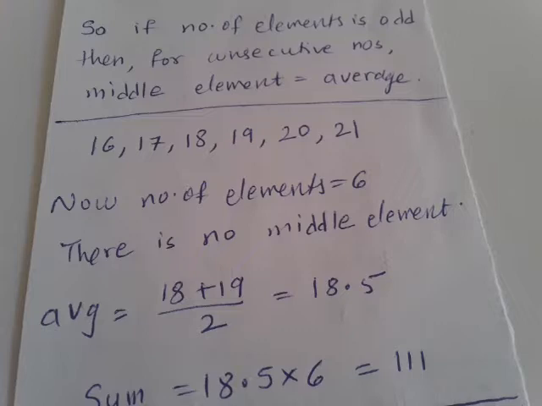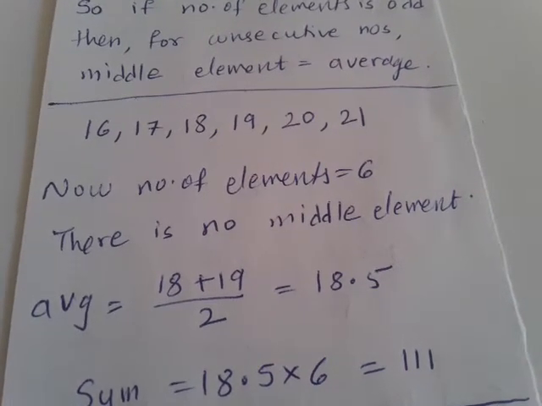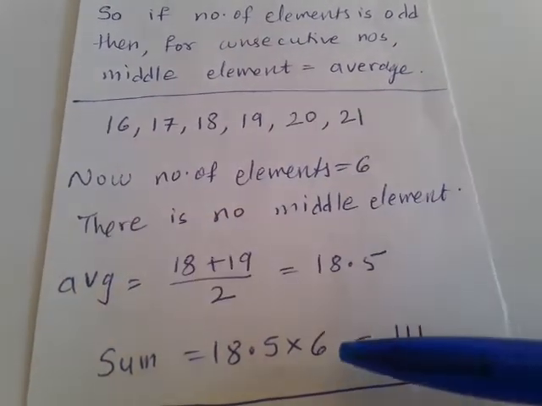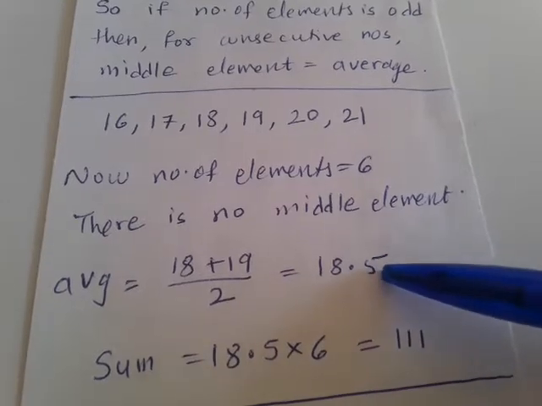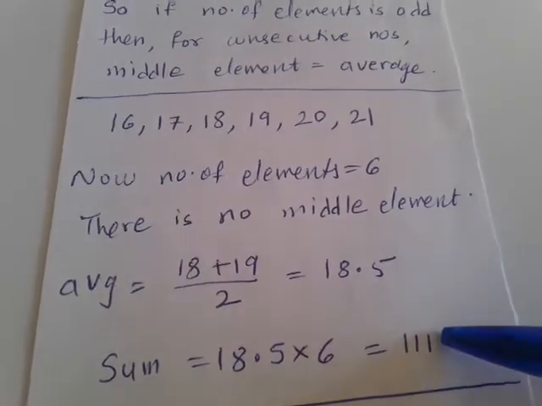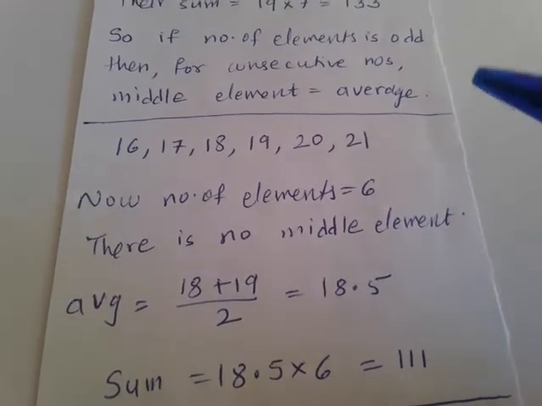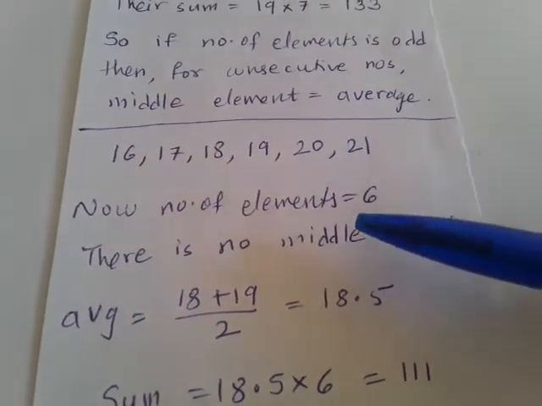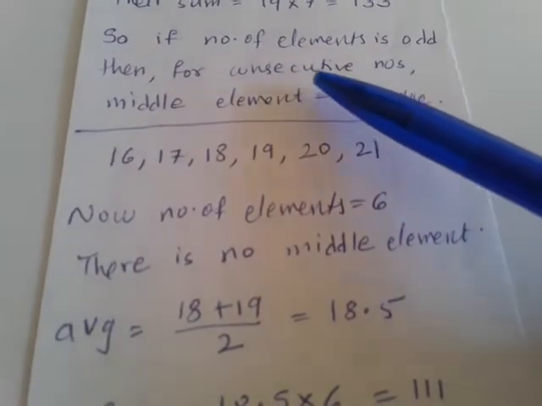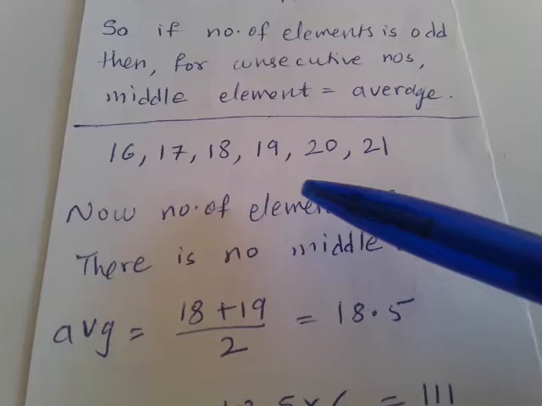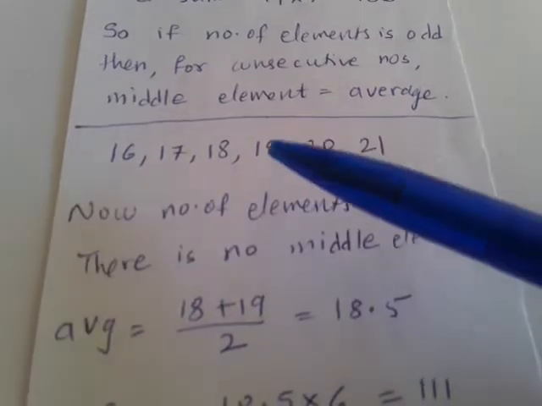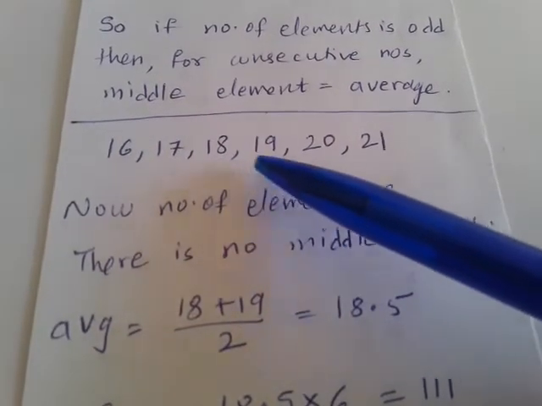Got this point? Now let's solve examples based on this principle. Now always remember, average multiplied by total number of elements will be the sum. So if 18.5 is the average and total number of elements is 6, then 18.5 into 6, 111, will be the sum. So remember this in case of odd and even number of elements. If the number of elements is odd, then for consecutive numbers, the middle number is the average. And if the number of elements is even, then for consecutive numbers, the average is the mean of the middle 2 numbers.